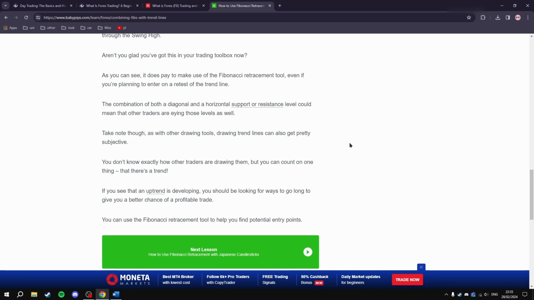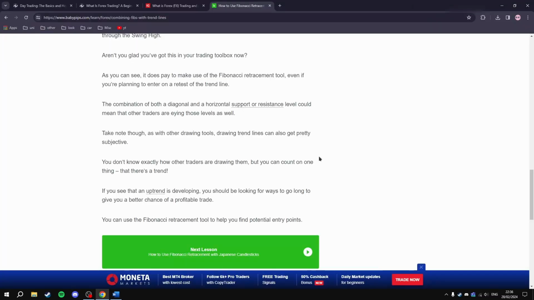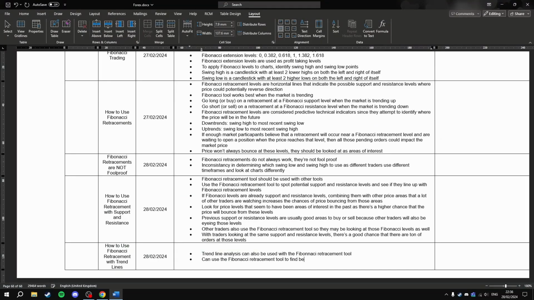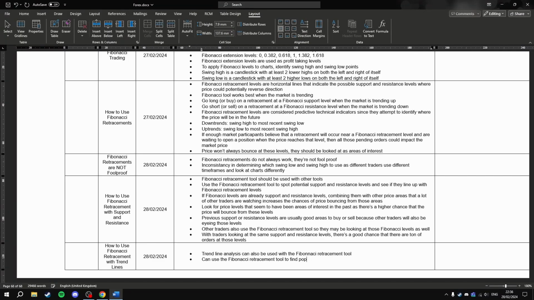You can use the Fibonacci retracement tool to help you find potential entry points.